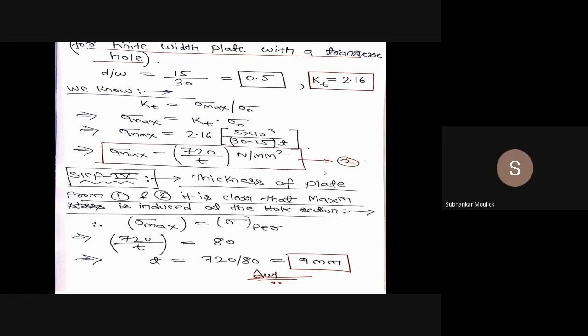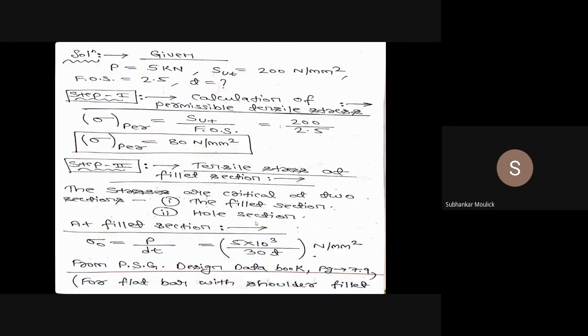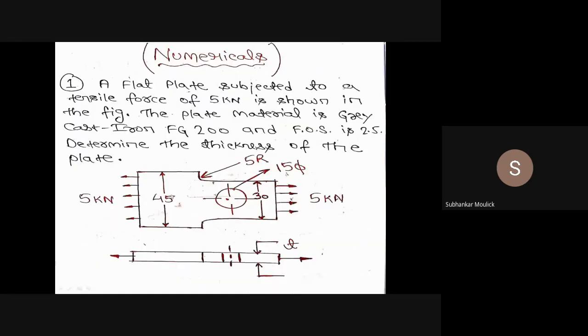Okay, so now for the whole cross section, the maximum stress generated is 720 by T Newton per millimeter square, and for the fillet cross section, the maximum stress generated is 300 by T Newton per millimeter square. That means the entire body or component will fail from the maximum stress generated point. So which one is the maximum stress?